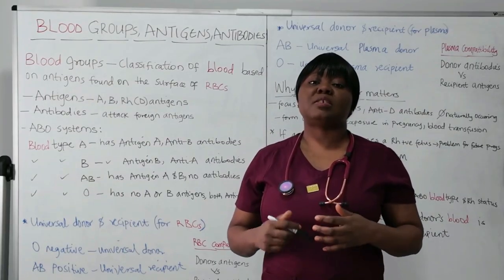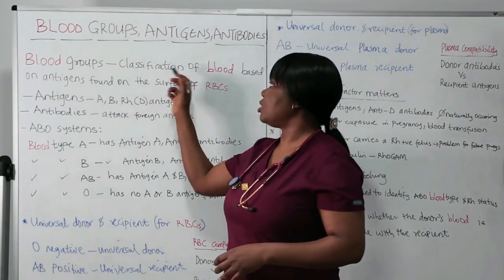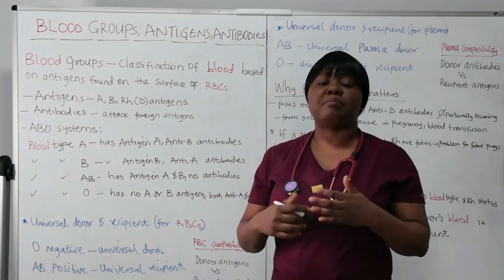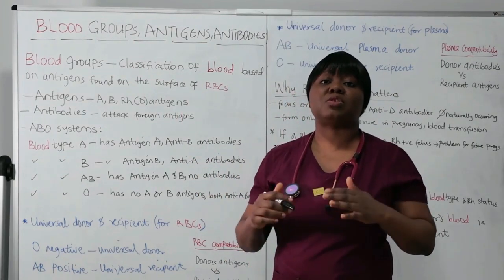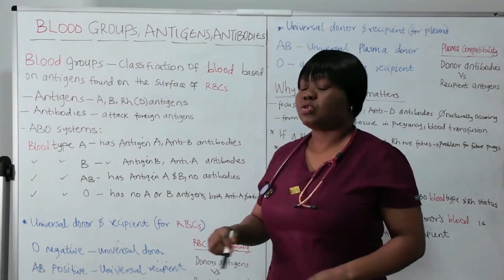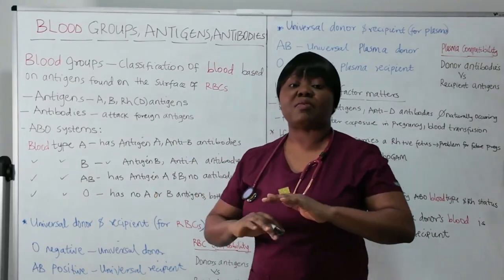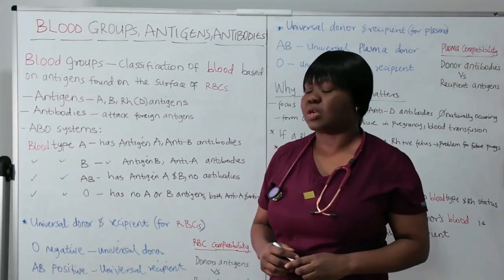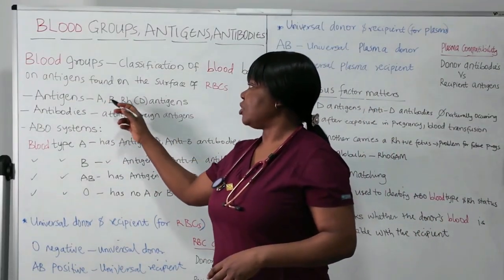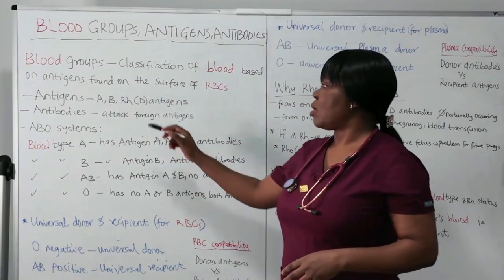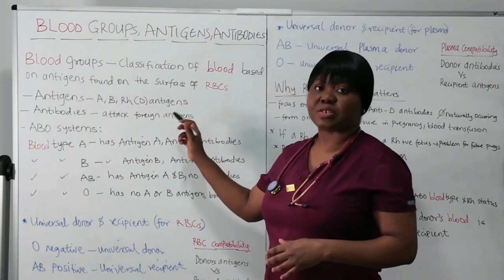Now, first, let's look at the blood groups. When we say blood groups, it just means classification of blood based on the antigen that is present on the surface of the red blood cells. Antigens are the proteins that are found on the surface of the red blood cells. For these antigens, we have antigen A, antigen B, and antigen D, which is the Rhesus antigen.